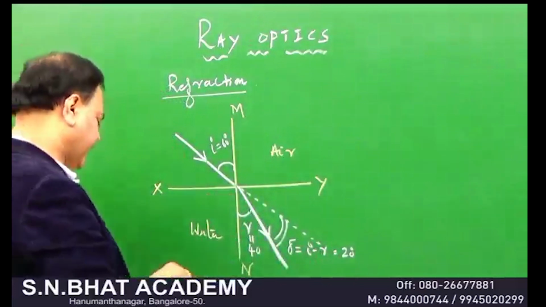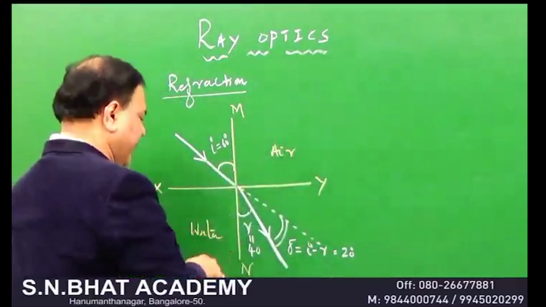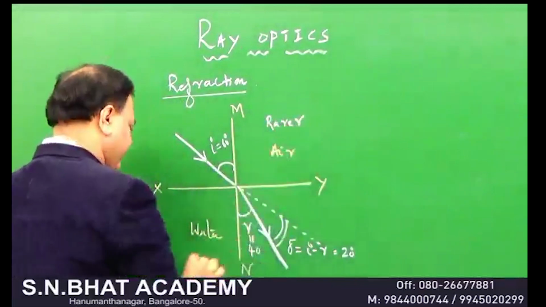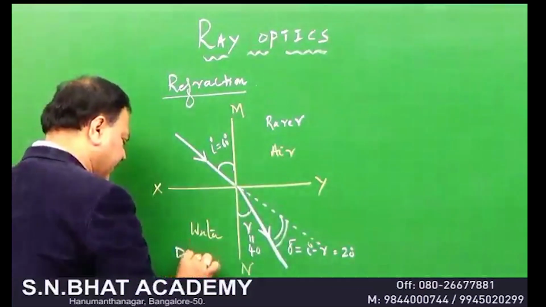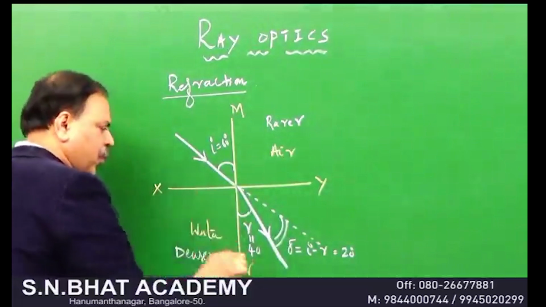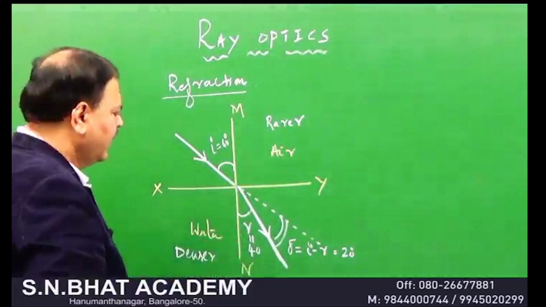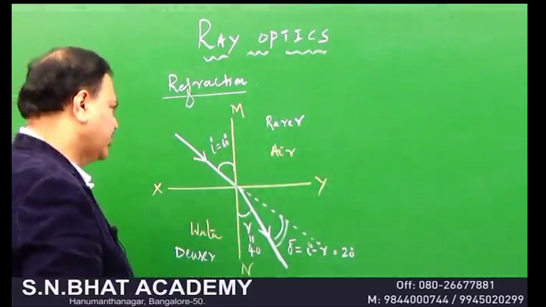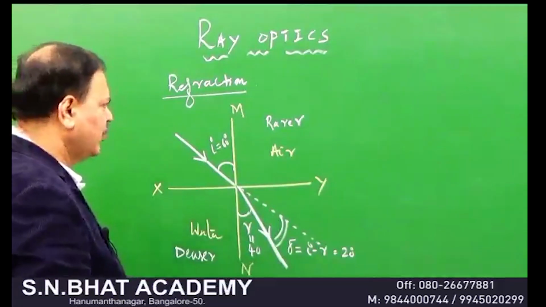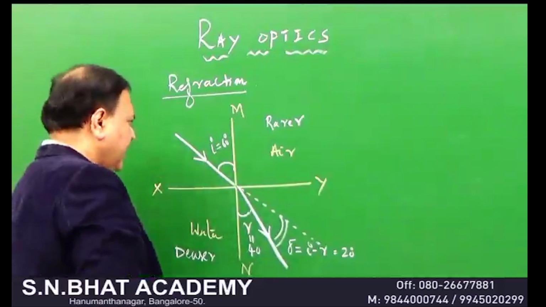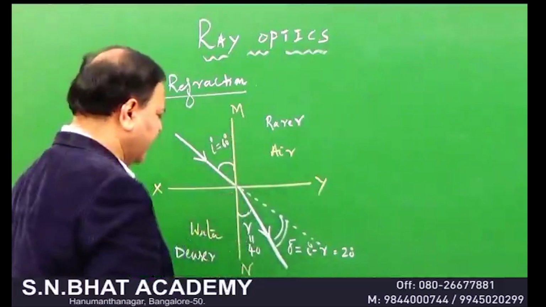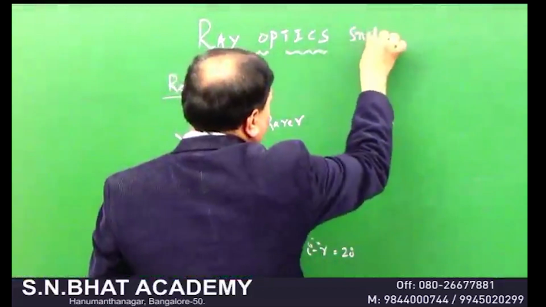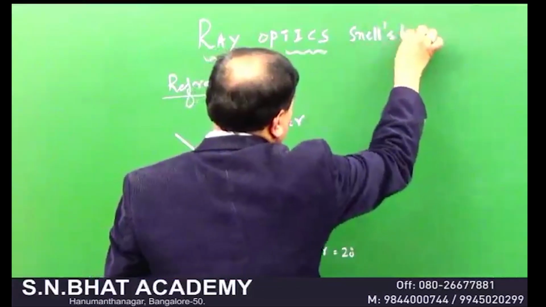This happens when light is passing from a rarer medium to a denser medium. Here air is called the rarer medium and water is called the denser medium. Then we come to the laws of refraction. First law: the incident ray, refracted ray and normal all lie in the same plane. The second one is very important, that's Snell's law.